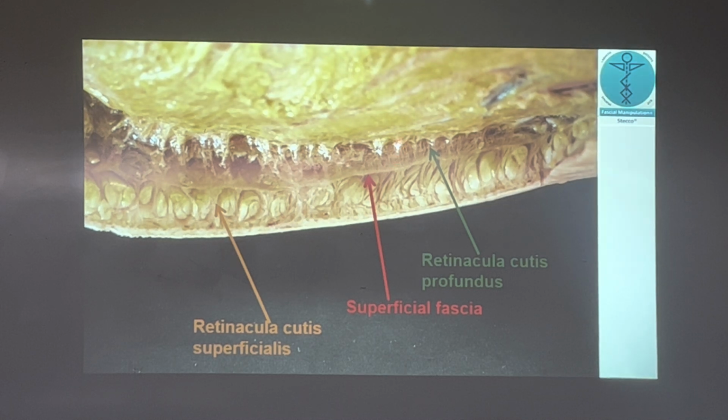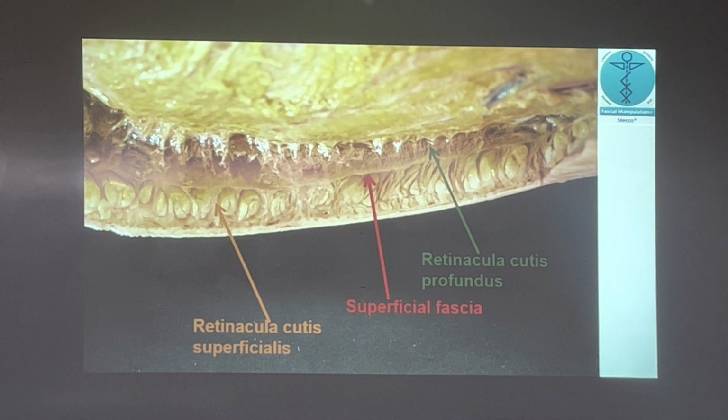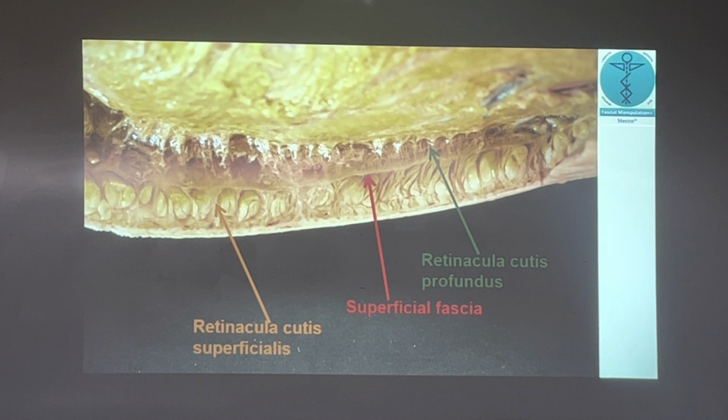These are the deep retinacular cutis, or deep skin septa, that are not in a correct disposition. What is wrong right here? These are vertical, you see? They're vertical because probably this guy died of a heart attack, so he has like a swelling all over the body. So you have fluid also right here.